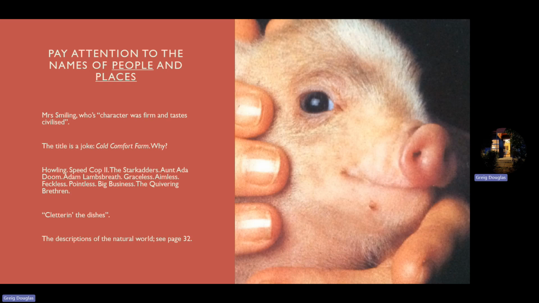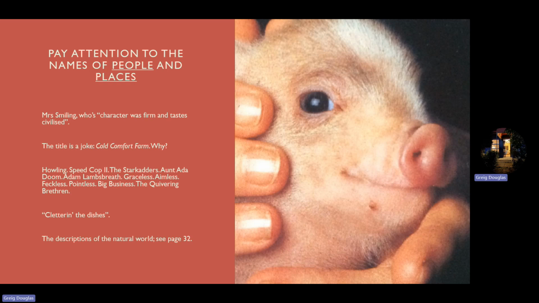Some of the features of these jokes you'll see if you pay attention to the names of people and places. She names the characters and the places they live in as being mockingly connected to their characteristics or something about the place. The title is a joke itself. Cold Comfort Farm. Cold comfort is when something gives you a consolation, but it's not a very good consolation.